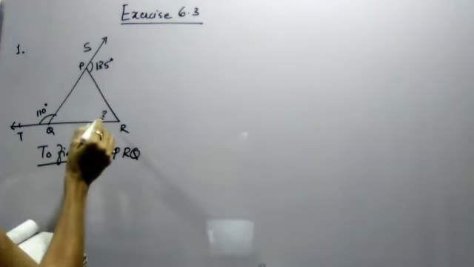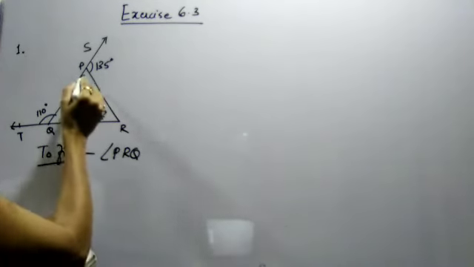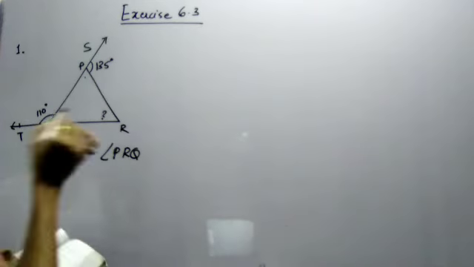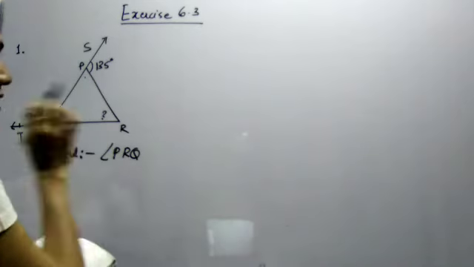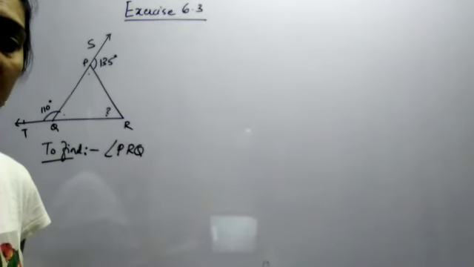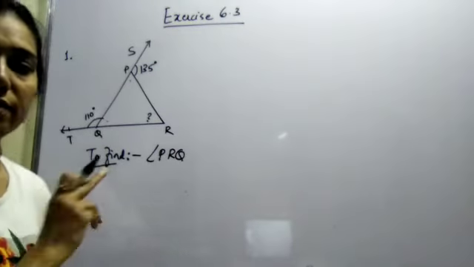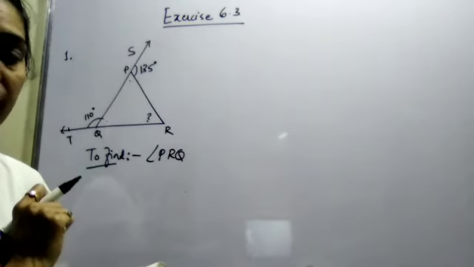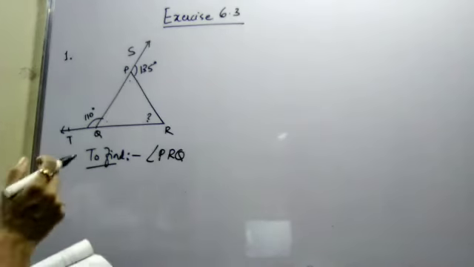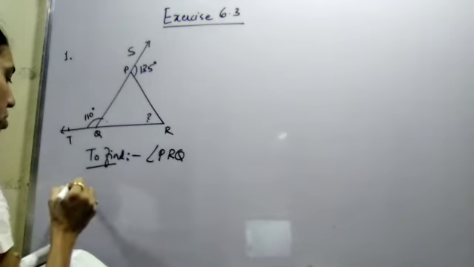So here, to find out this angle, actually we need to know any one angle. Either this angle or this angle, then we can calculate this angle. So we have two options. Either we go with the angle sum property of a triangle, or else we can use exterior angle property. So what I will do, I will use exterior angle property. Solution.